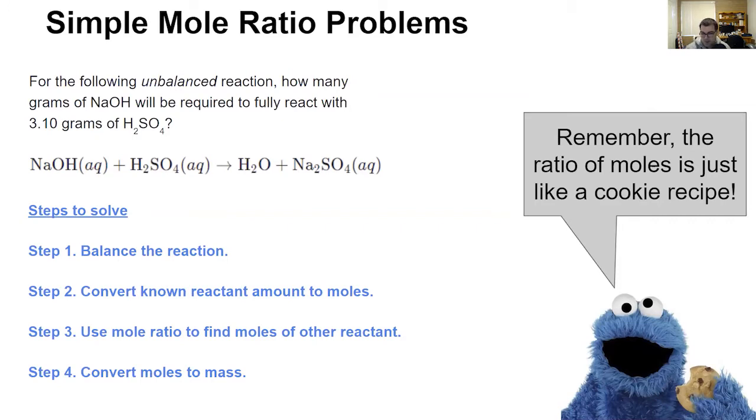You need to balance the reaction, convert the known amount of reactant to moles, use the mole ratio to find the moles of the other reactant, which we don't know the amount of, and convert the moles of that reactant to the mass of sodium hydroxide that we will need to react with our 3.10 grams of sulfuric acid.